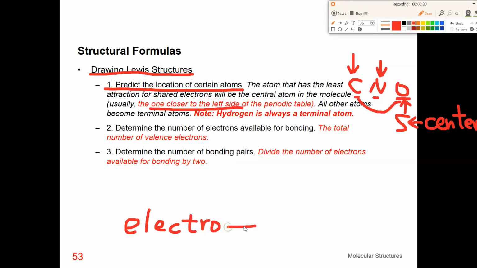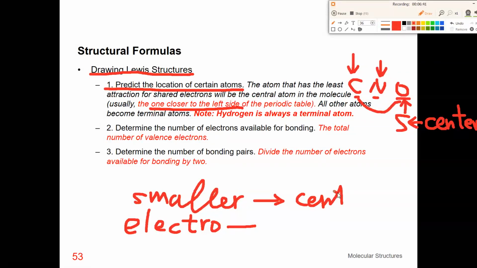I just write short electronegativity. Smaller electronegativity: if you compare the number, you remember smaller is the center, is central. Whichever one has smaller electronegativity is going to be the central atom. So if you compare, carbon is smaller than oxygen, nitrogen is smaller than oxygen, and carbon's electronegativity is a smaller number than nitrogen.